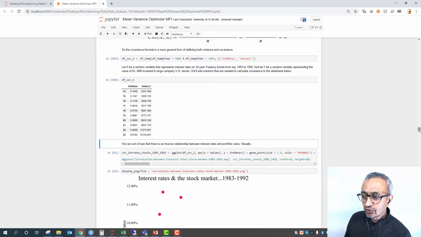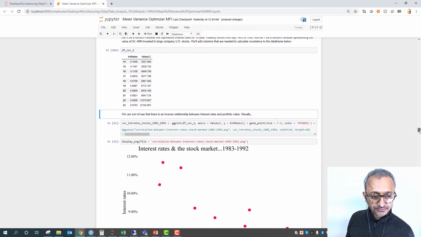That's a good segue into saying that sometimes you can fit the data to your theory, right? And that's what I'm doing. I'm fitting the data to the theory that because interest rates went down, the value of my portfolio went up, right? That's not entirely true, but we're just trying to understand the math, okay?